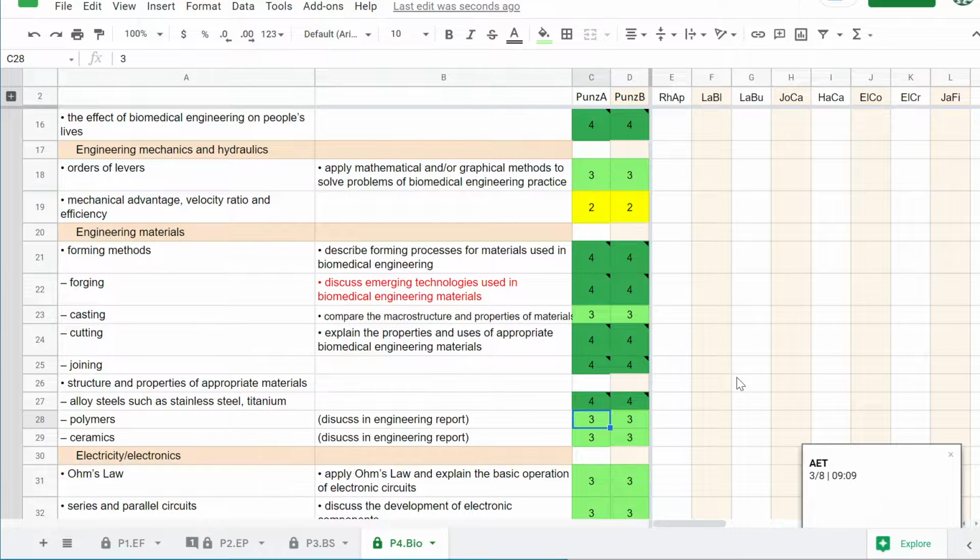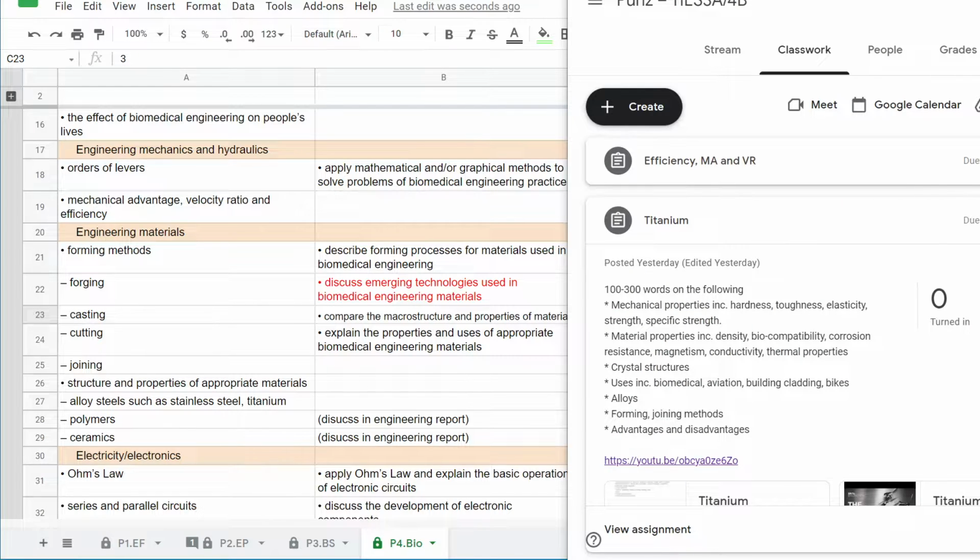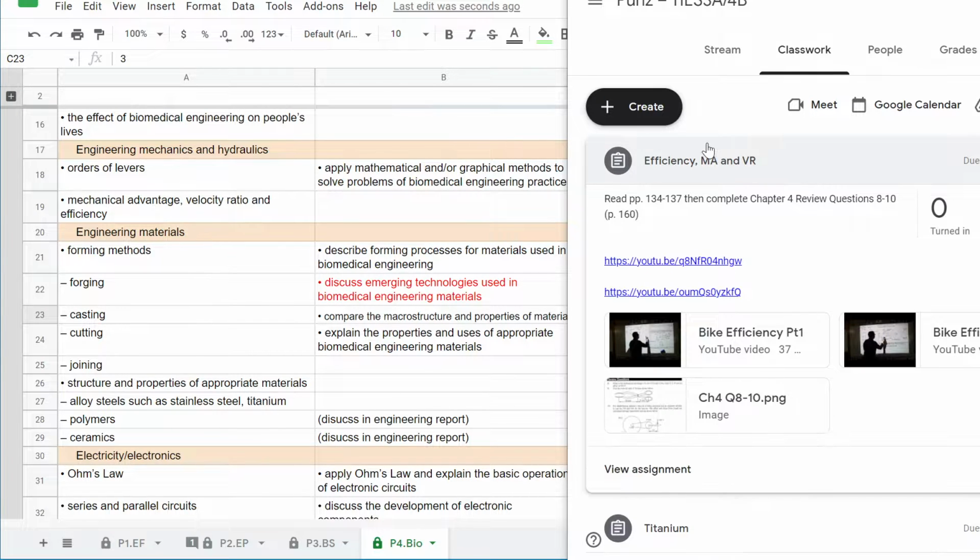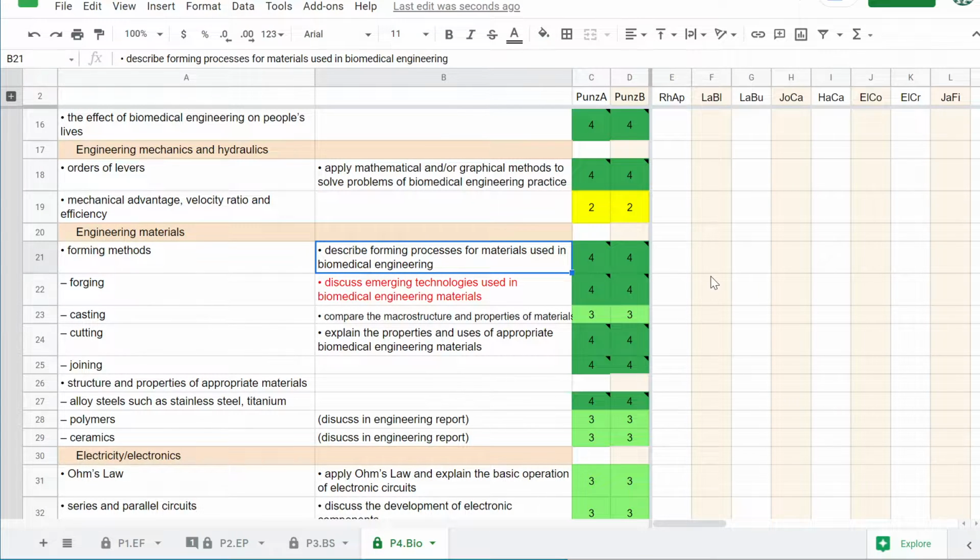So what my goal for the next 50 minutes is, we're going to cover orders of levers just a little bit more, just so I can tick that off as 4. I'm going to tick it off now because we're going to cover it next, and we're going to talk about mechanical advantage in some detail. I'm going to set casting homework, which I haven't done yet. I'm going to make that due on Friday. The efficiency work is also due on Friday. So I think setting 2 things for Friday is fine.